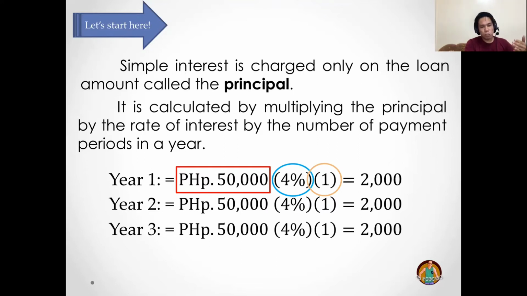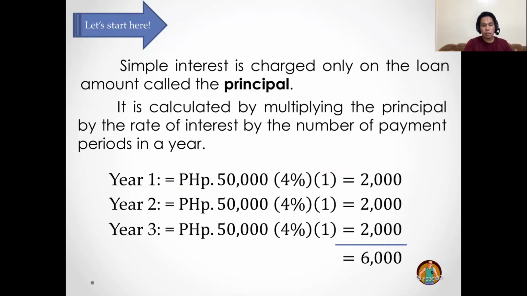So pag umabot siya ng 3 years, no? So you will have a total of 6,000 pesos. So from year 1 to year 3, you will have 6,000 as simple interest of your 50,000 principal amount with 4% interest in 3 years. Okay? What if kung mga 5 years siya, 10 years or 15 years, so medyo mahaba-haba yung magiging listahan mo. Therefore, mas madali na kapag gumamit tayo ng formula.